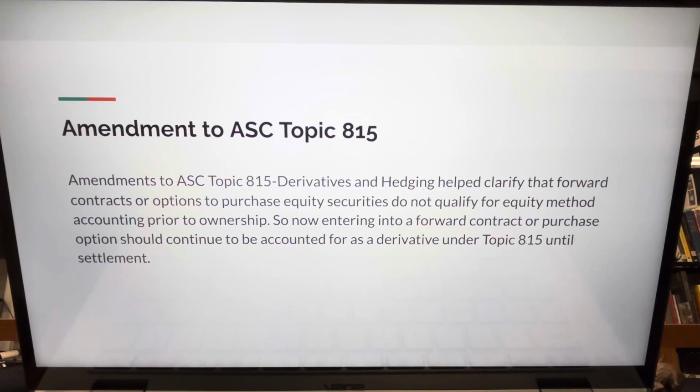Amendments to 815 derivatives and hedging clarified that a derivative instrument like forwards or options to acquire an equity method investment does not trigger equity method accounting on their own. Rather, equity method begins only after the investor attains significant influence and ownership, not at the contract day.